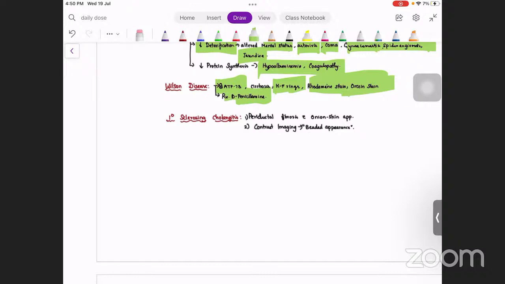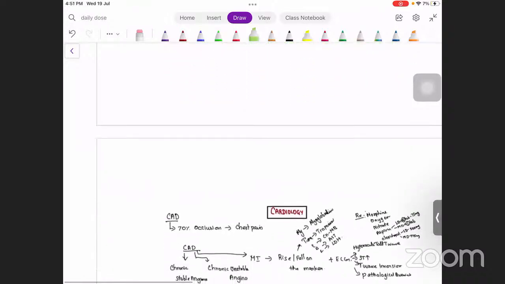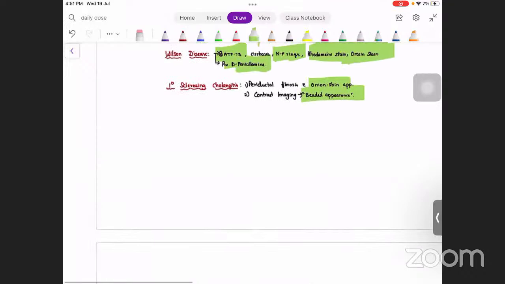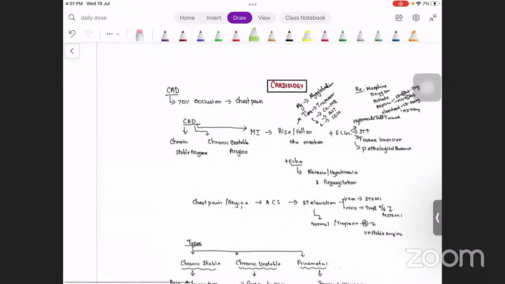Next is primary sclerosing cholangitis, where you see periductal fibrosis with an onion skin appearance. Contrast imaging shows a beaded appearance. Beaded appearance is seen in primary sclerosing cholangitis.